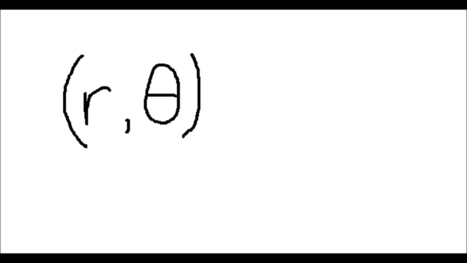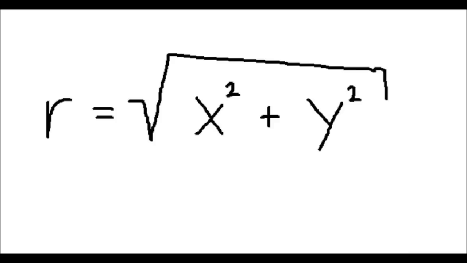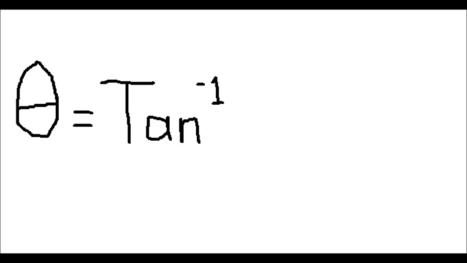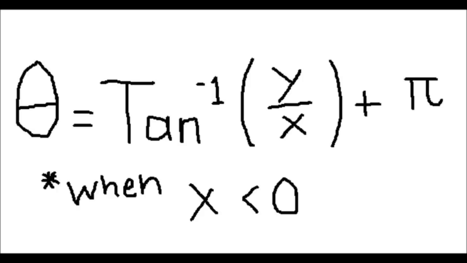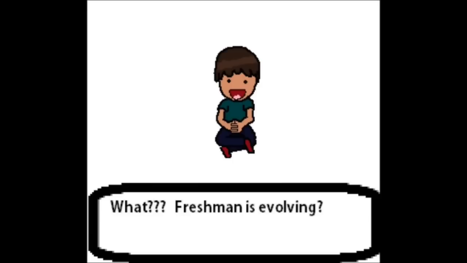Now, when you're converting from rectangular to polar, r equals the square root of x squared plus y squared, and theta equals the arctangent of y divided by x when x is greater than 0, but when x is less than 0, theta equals the arctangent of y divided by x plus pi. Math.